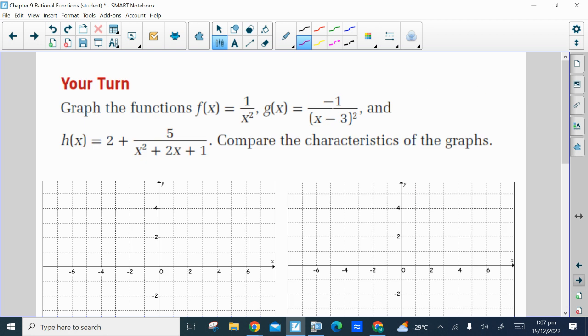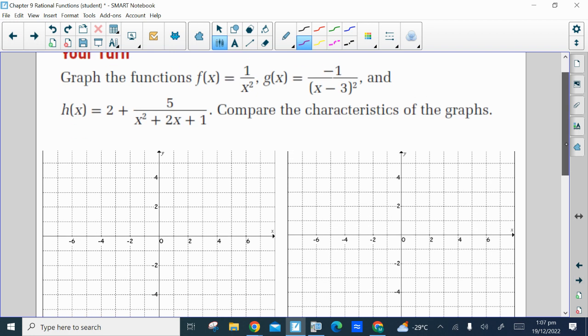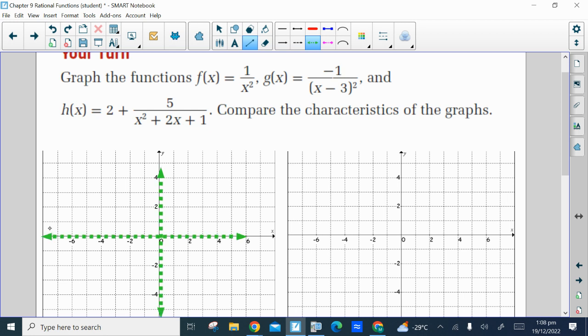Right? So these ones here, once again, we're comparing these graphs and talking about the characteristics. We're starting with f at x equals 1 over x squared. So we've already seen what that one looks like.